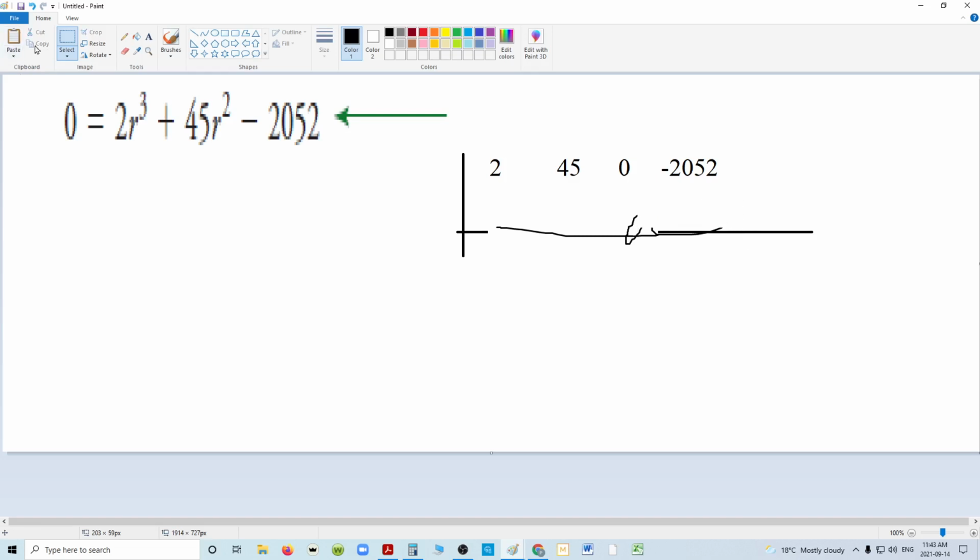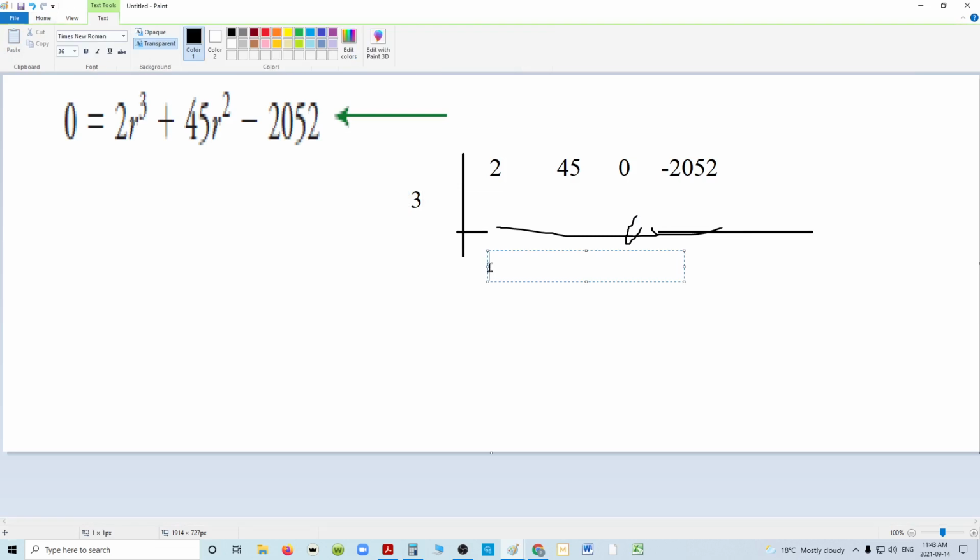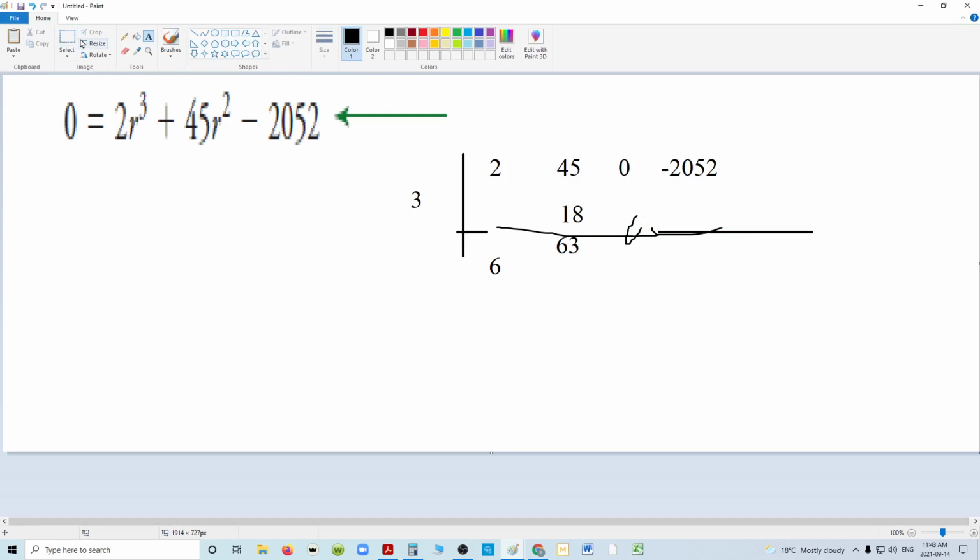Let's go with 3. 6, 18, 53, 63, 180, whatever. So we know 3 isn't even close enough. And I know it's positive. The root's positive because I know I'm dealing with a radius, right? So the root's going to be positive.